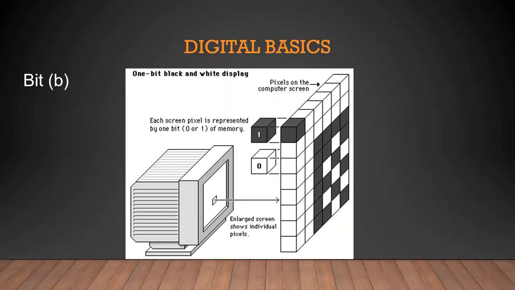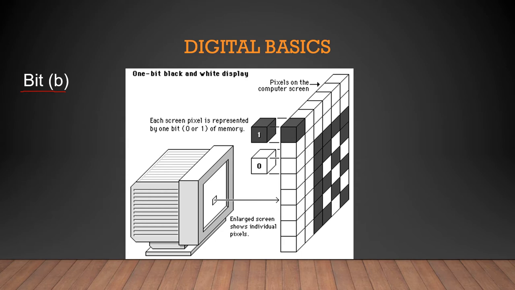So I talked about it a little bit ago, I talked about the word bit. Now we're going to talk about bit. A bit is a binary digit. It is a single unit of data. It is the smallest amount of information a computer can hold. A single bit specifies a single value of 0 or 1.